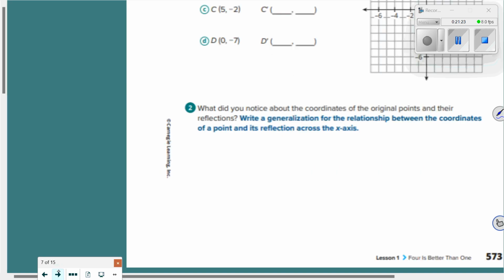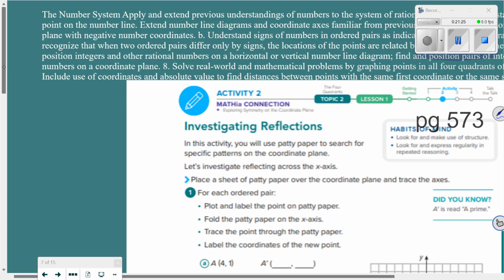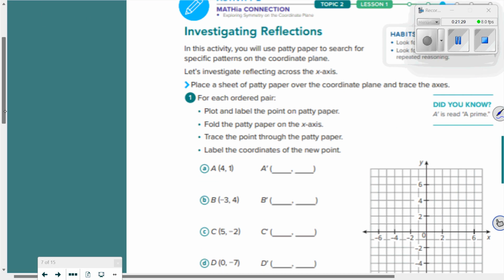So at this point, you should now be able to identify all 4 quadrants. You should also be able to plot the points. You should be able to tell me, even without plotting them, which quadrant they're located in based on the signs. Now we're going to talk about our next step. This is what we call reflection.